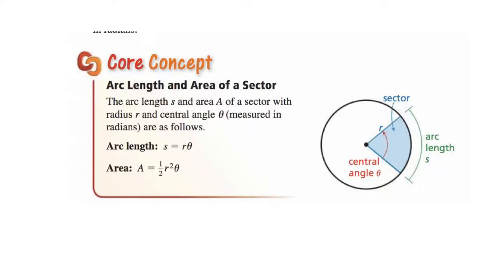Okay, so now we're going to get into arc length and area of a sector. So we've got this arc length, which is our radius times our degrees, and our area, which is 1/2 radius squared times our degrees. So go ahead, write these formulas down, and we're going to get straight into using them. So go ahead, write them down.